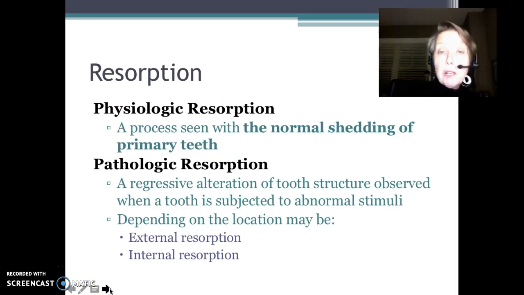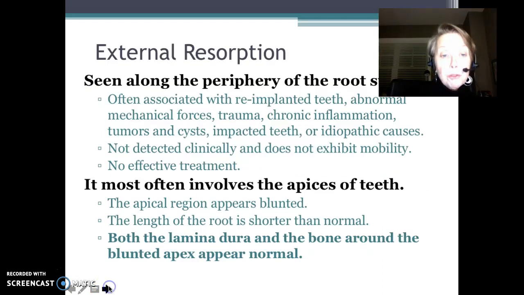Resorption is another process that you'll observe in roots or on roots via images. Two kinds of resorption, physiologic and pathologic. Physiologic is normal, right? It's just normal primary teeth, baby teeth, the roots dissolving or resorbing as the child ages and the adult teeth are coming in. There is pathologic resorption that occurs due to a pathology. Depending on where that resorption occurs, we call it external resorption or internal resorption.